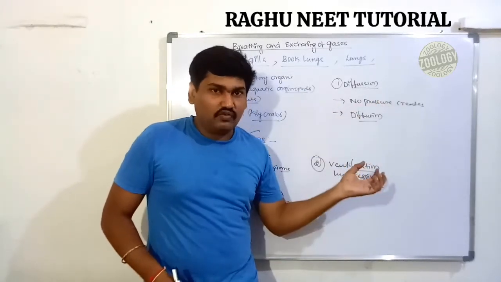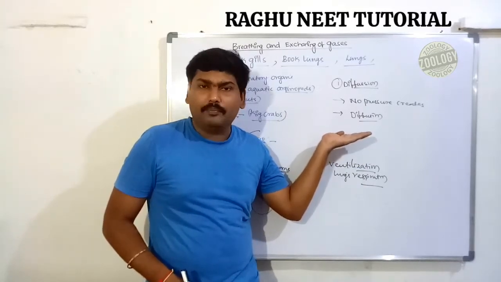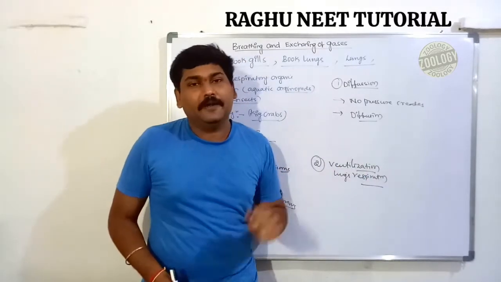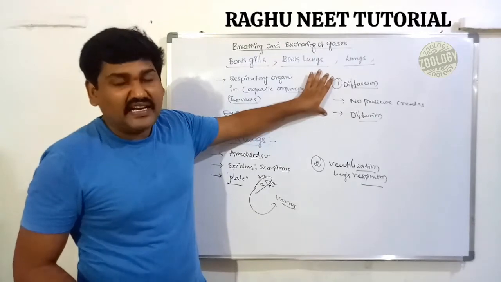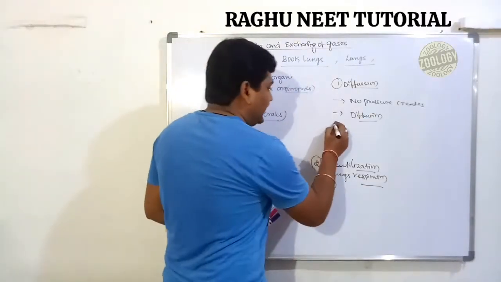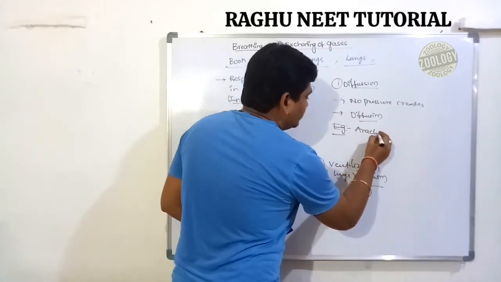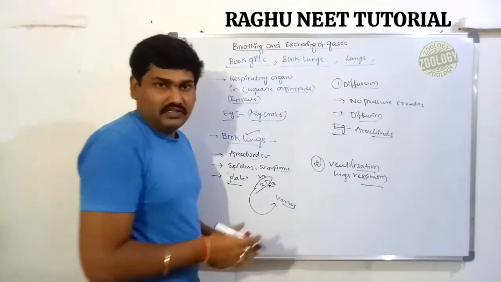Since no pressure is created, the oxygen is on the surface of the lung plate region and directly dissolves into the bloodstream without any expenditure of energy. This type of respiration is known as the diffusion type of lungs respiration. Examples in arachnids, like spiders and scorpions.